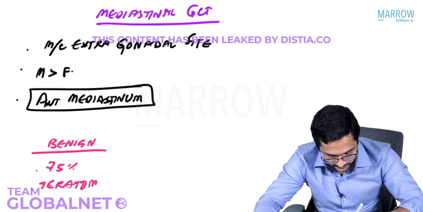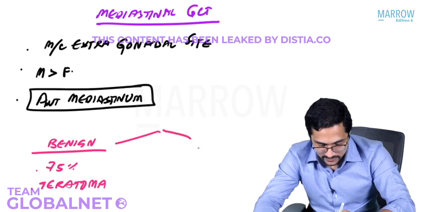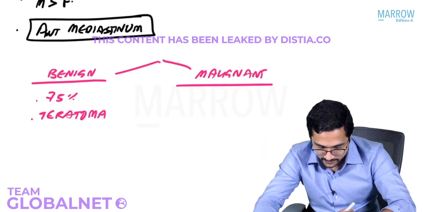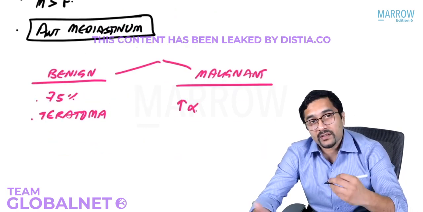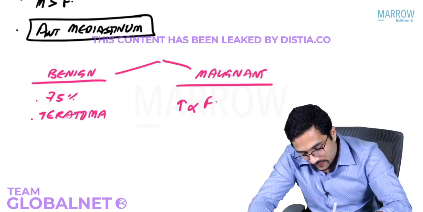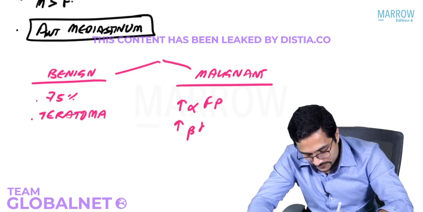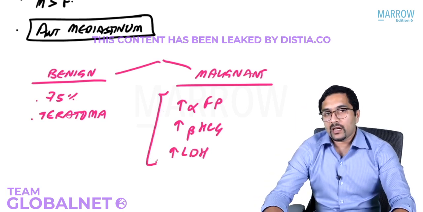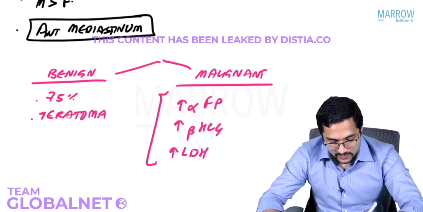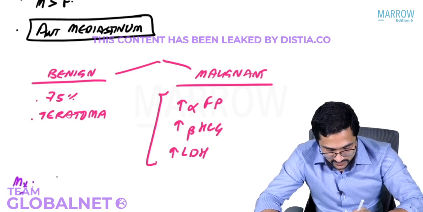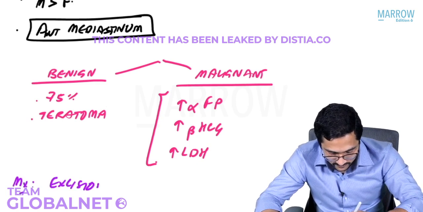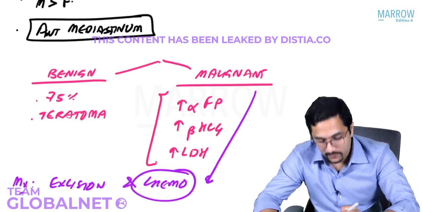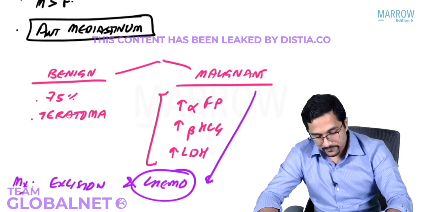But in malignant lesions, the tumor markers will be raised. And we know the tumor markers, we've discussed this in testicular cancer as well. Alpha fetoprotein, beta HCG, and LDH can be raised if it is a malignant germ cell lesion. And the management of these patients is excision, and if it is malignant, we have to give chemotherapy as well.